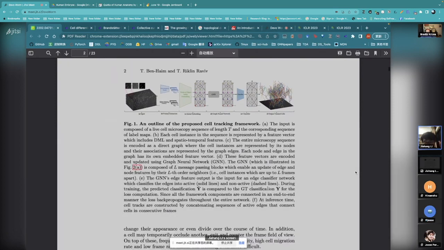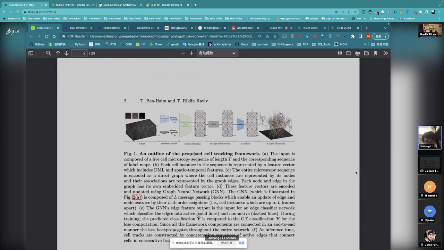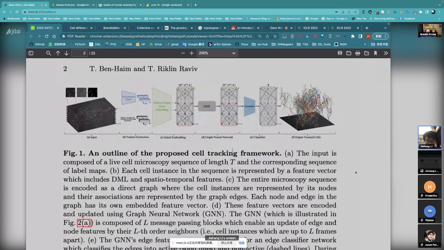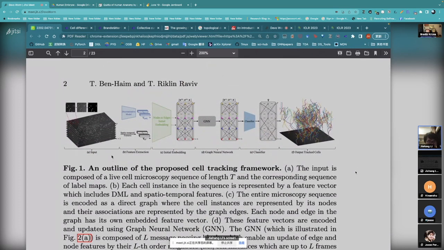I'm sorry, I just show the pipeline. Yes, for now you have an input: you have a video, and you sample some frames, and then for each cell you will have a patch of pixels.